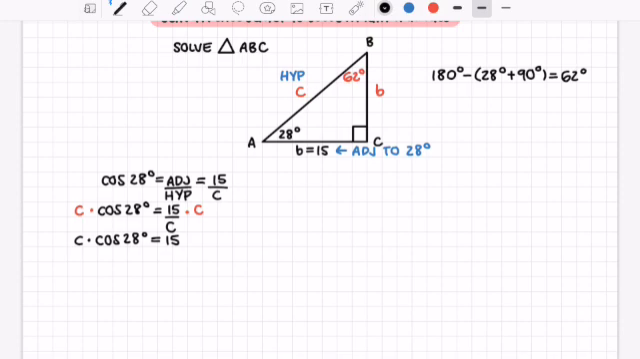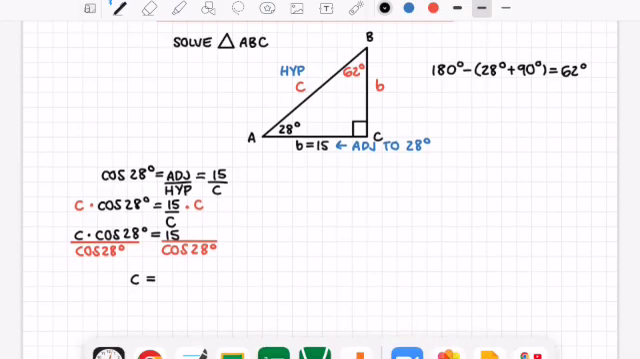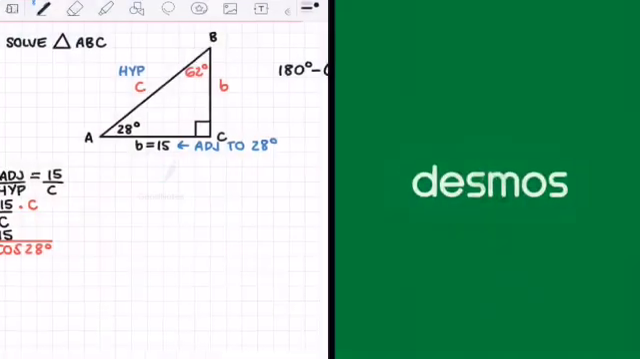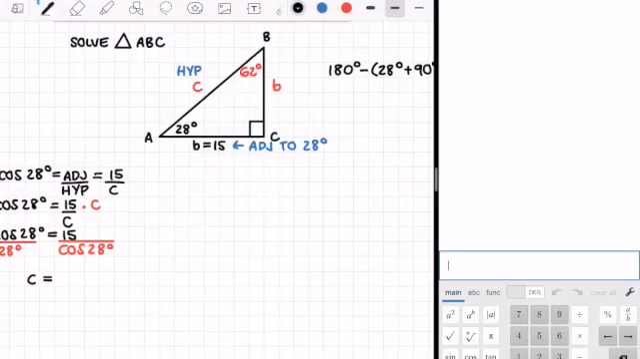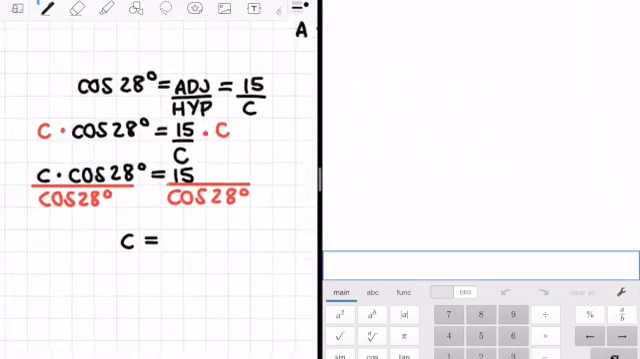And then I'm going to divide both sides by cosine of 28 degrees. That way I can get rid of the cosine and isolate my C. So C equals 15 over cosine of 28 degrees. So right here, I'm going to go to my calculator. And let me try and move it like this.